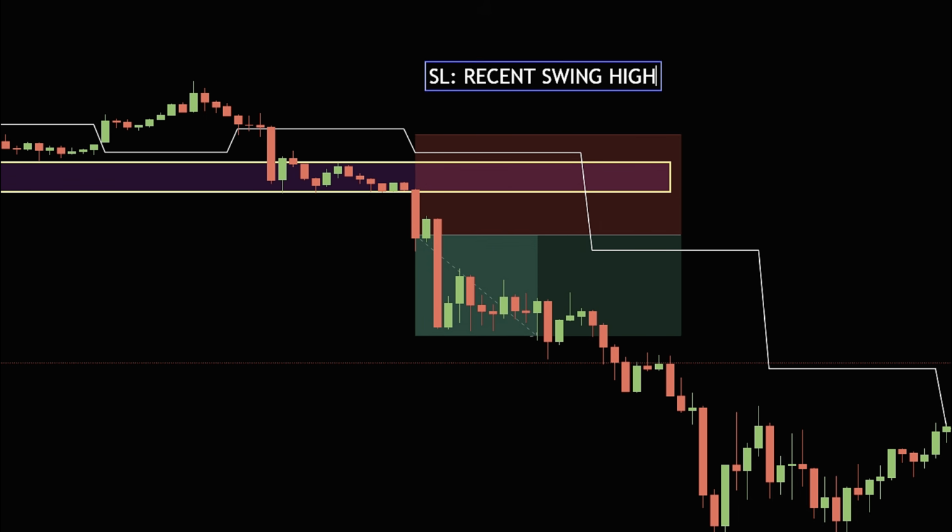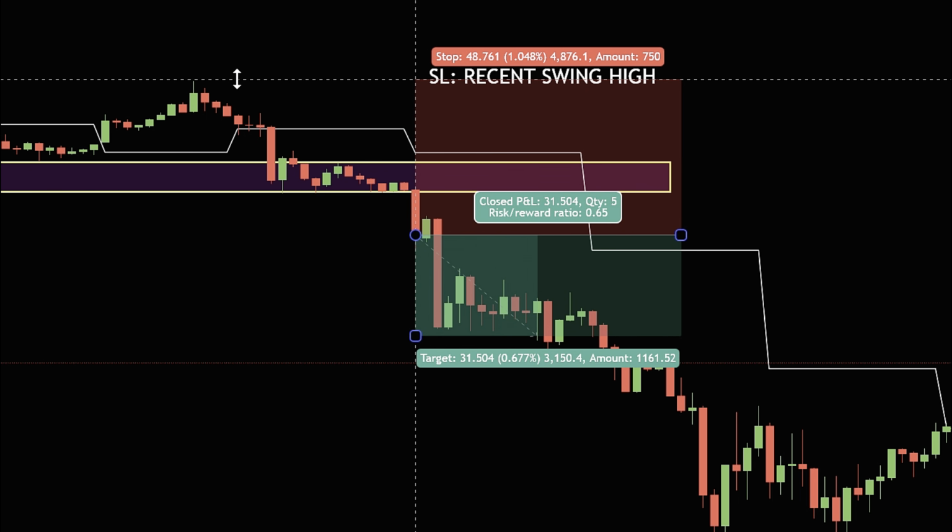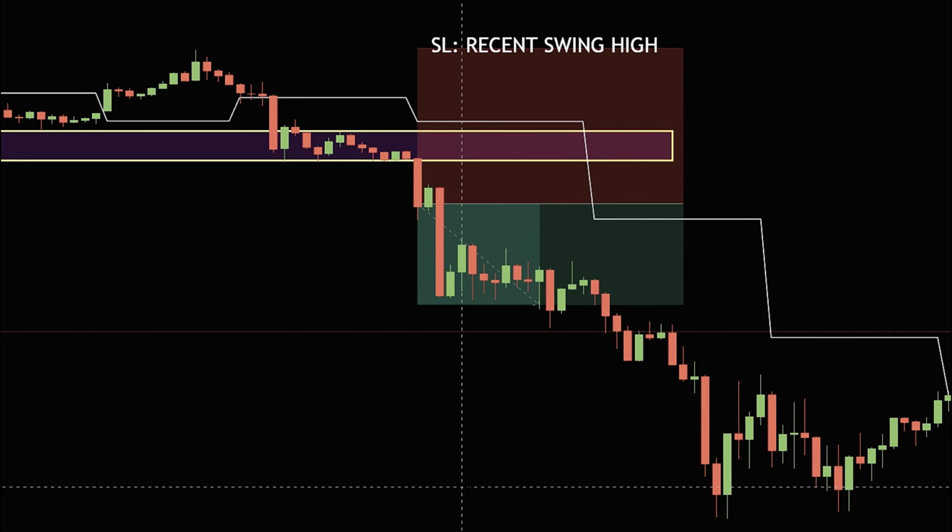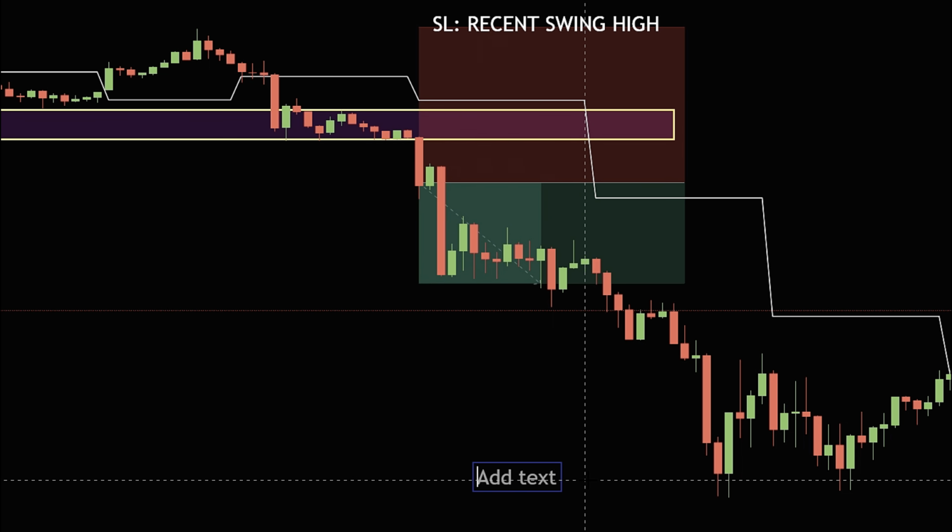An amateur looks for a signal. A professional looks for a way to manage risk. By waiting for that swing low break, you're confirming the momentum. You're not guessing, you're following the money.